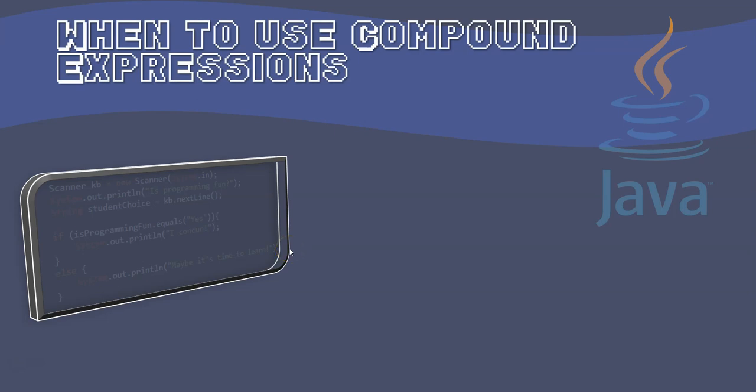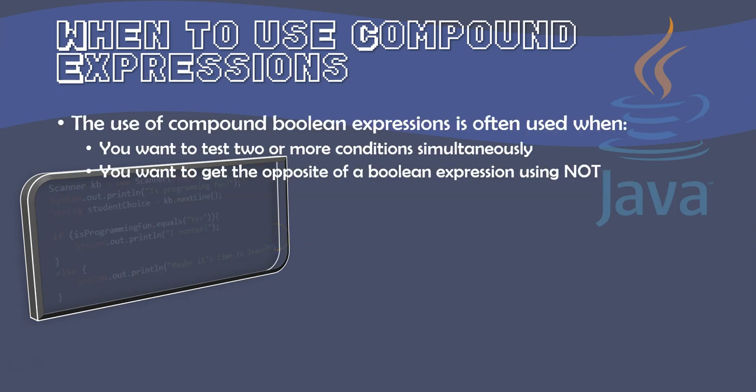Now, that brings us to our final point here, which is when to use compound expressions. Well, compound Boolean expressions are very often used when, as you probably figured out, you want to test two or more conditions simultaneously. Say, hey, we got 3 variables and we want to compare them. Awesome. Great, easy example there of how we can do this.